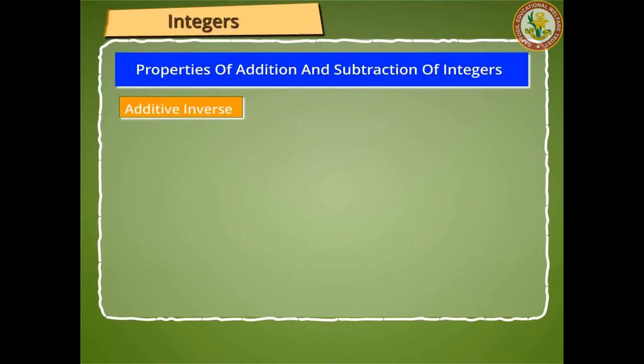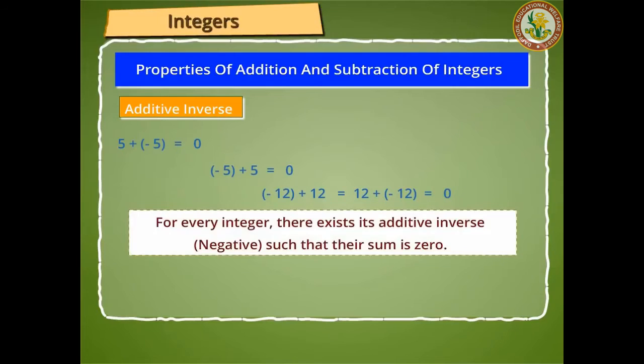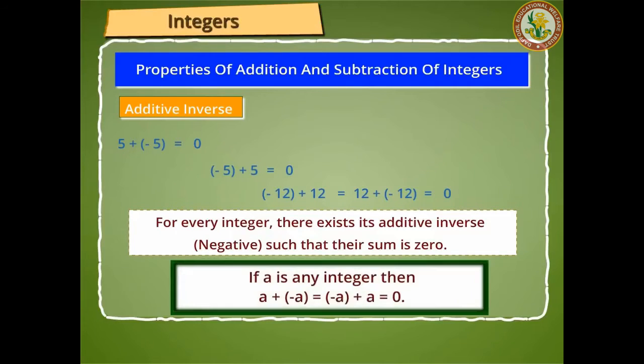Next is additive inverse. As we already know that 5 plus minus 5 is equal to 0 and minus 5 plus 5 is equal to 0. Similarly, minus 12 plus 12 is equal to 12 plus minus 12 is equal to 0. From this we observe, for every integer, there exists its additive inverse or negative such that their sum is 0. Hence, if a is any integer, then a plus minus a is equal to minus a plus a is equal to 0.